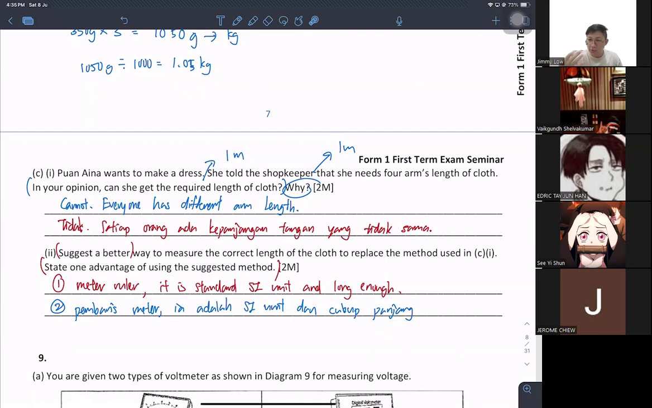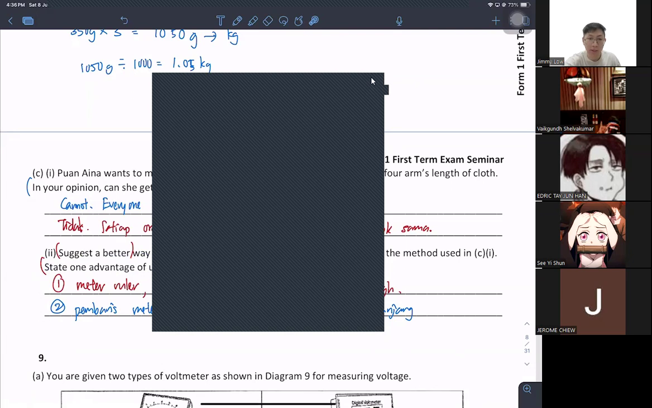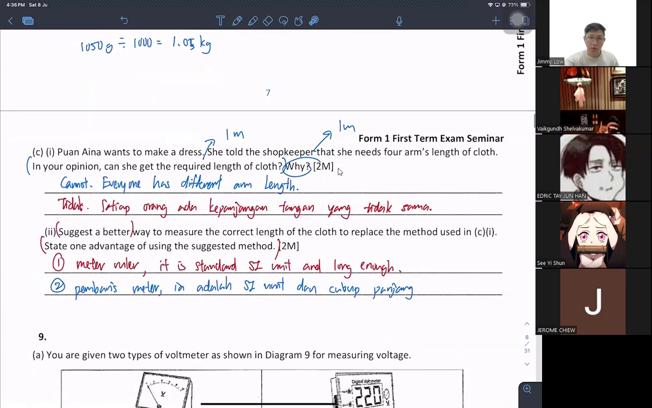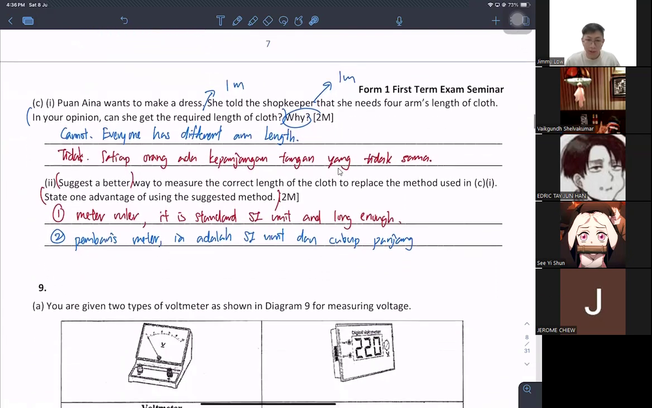So analyze the question. 2 marks. How are you going to take 2 marks? One is the better way, you get 1 mark, and one advantage is the second mark. Same goes here: in your opinion, can you get the required length of the cloth? Cannot stands for 1 mark, then the explanation stands for another 1 mark. So you have to know how to analyze the question. Don't simply guess the marks here.